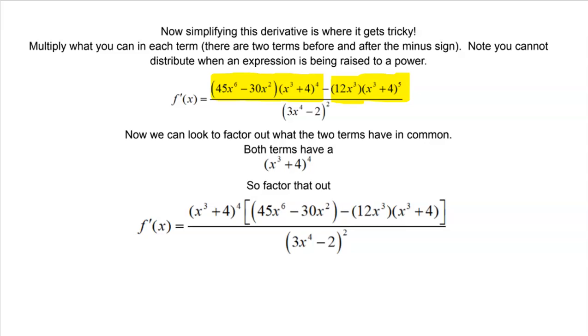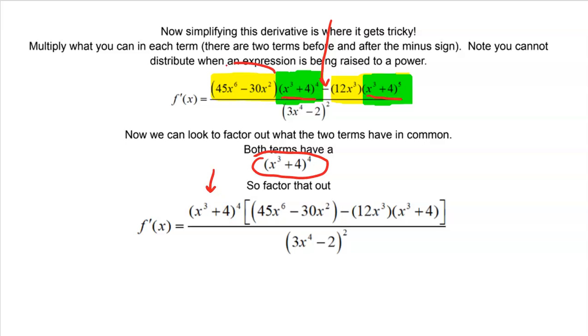Then once again, I said, okay, what is common on top that I could factor out? And I actually saw that both terms, remember terms are anything separated by that beautiful minus sign right here. So I do have two terms, but both terms have that x cubed plus 4. But I can only take out the smaller amounts. That's why I'm going to factor out an x cubed plus 4 to the 4th. That goes right out in front.